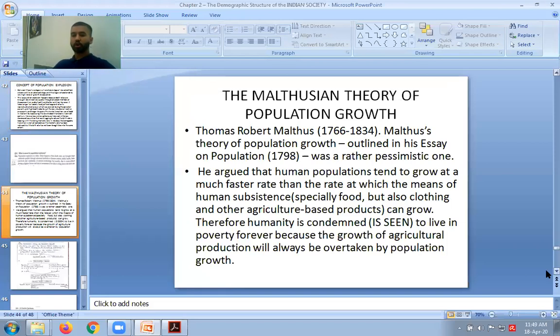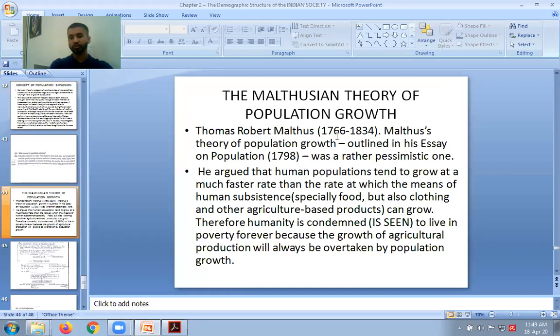Here also we're going to talk about birth rate, and here also we're going to talk about the production that we get from the earth, the resources that we get from the earth. So this is something that Malthusian theory is all about.